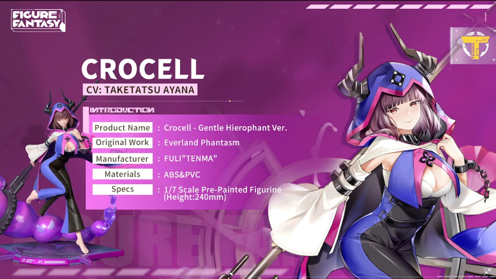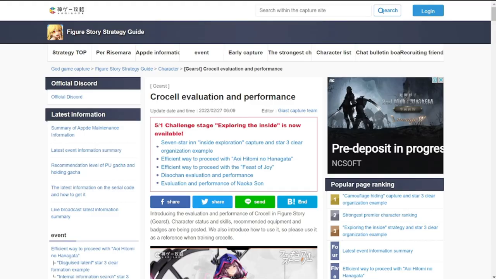So Crocell was just announced, I think it was yesterday, that she will be our new figure for the week, possibly more or less on Friday this week. As you can see here, she is under Tenma, and she is actually a militarist. So let's check out her skills and also her possible synergy within the game.